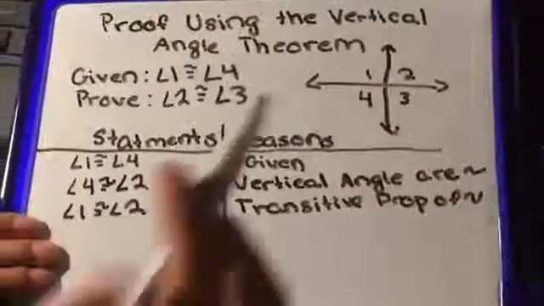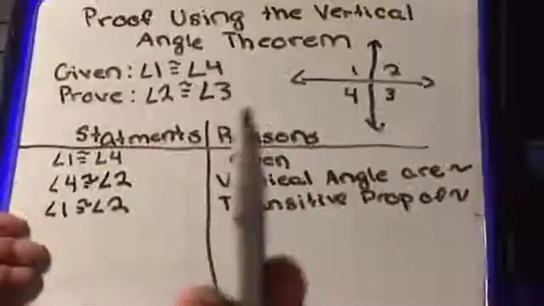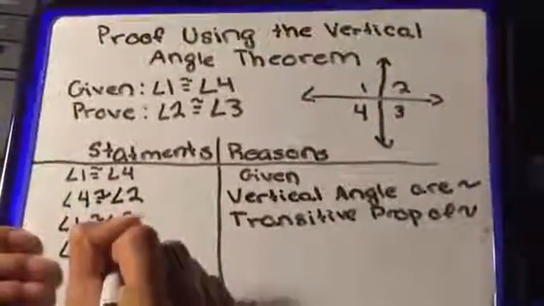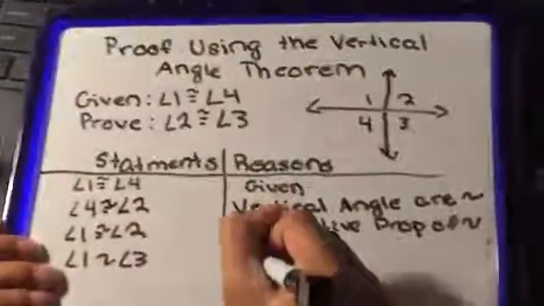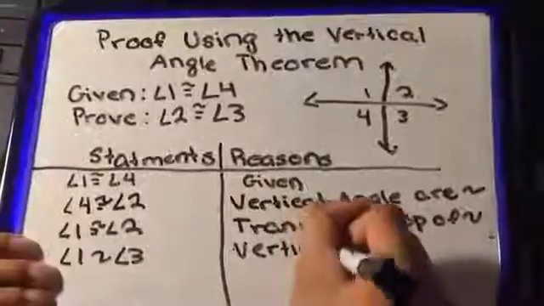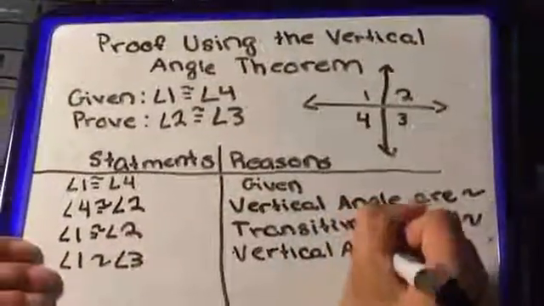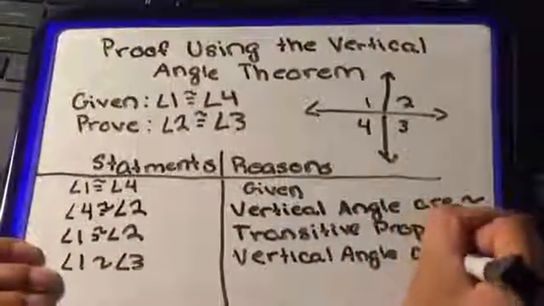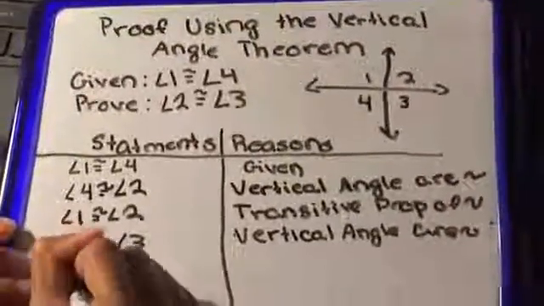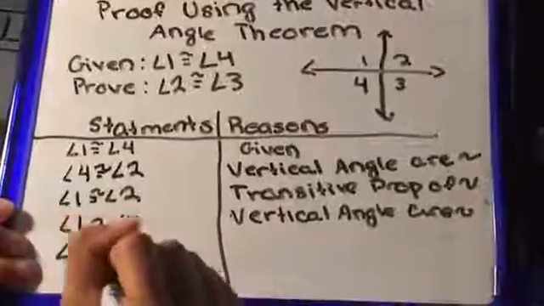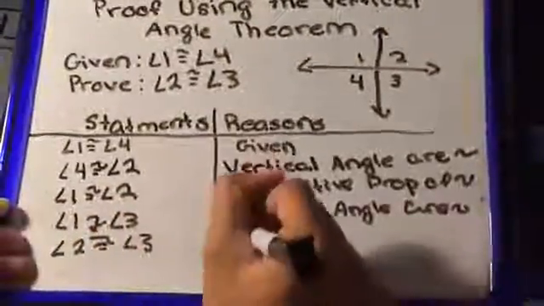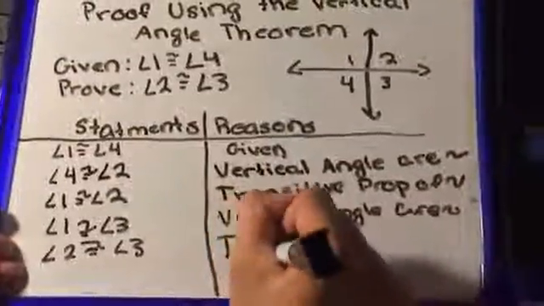Now we know that angle 1 and angle 3 are vertical, therefore we know that angle 1 is congruent to angle 3 because vertical angles are congruent. And lastly, we know that angle 2 is congruent to angle 3 because of the transitive property of congruence.